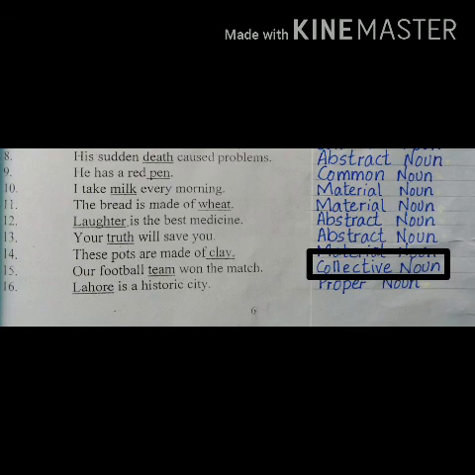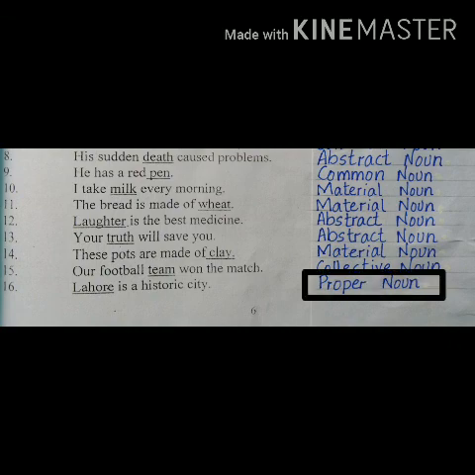Number 16. Lahore is a historic city. Lahore is a particular name of a city. So write proper noun in front of sentence number 16.